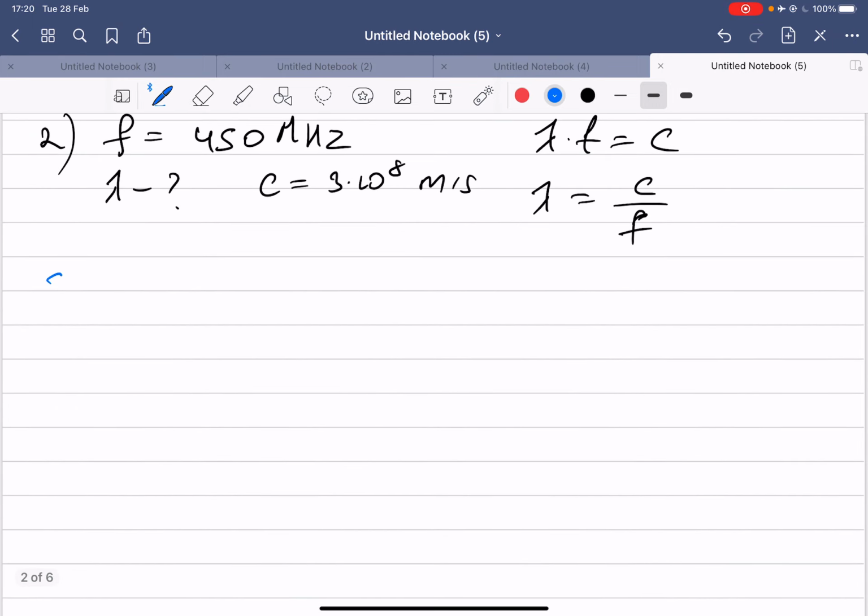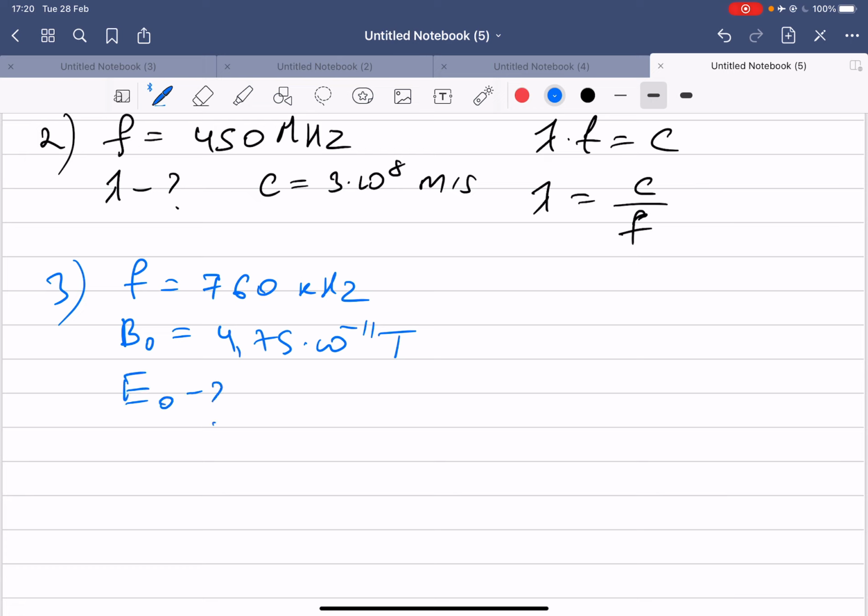So in the third problem we have a frequency which is 760 kilohertz. The maximum magnetic field, B naught, is 4.75 times 10 to the power of minus 11 Tesla. You have to find the maximum electric field. We know the formula where the maximum electric field is equal to the speed of light multiplied by the maximum magnetic field. If you plug in the numbers, you should get the answer.